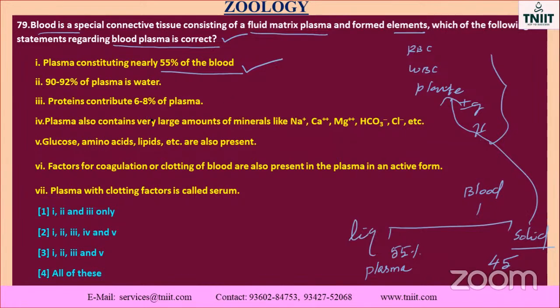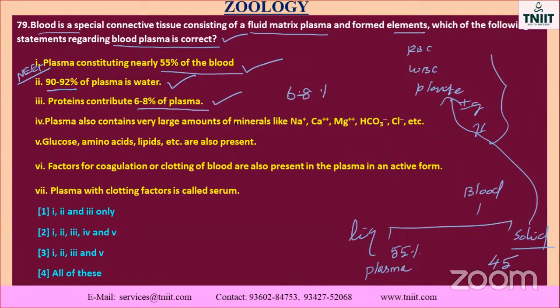Okay, go to the next one: 90 to 92% of the plasma is water. This is a NEET question, my dear, NEET question 2023. Don't forget. The maximum percentage of plasma is water. It is also a correct one. Protein contribution is 6 to 8% of the plasma. Don't forget, this is also a correct one. 6 to 8%.